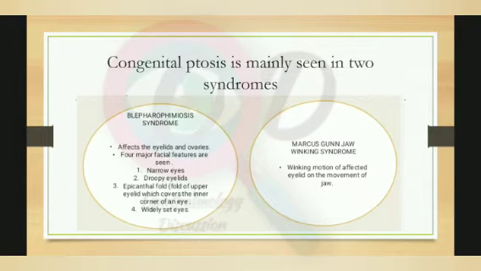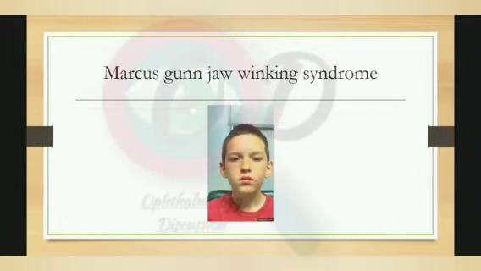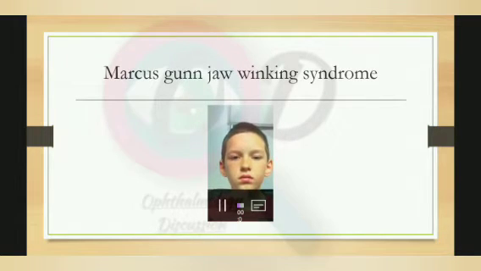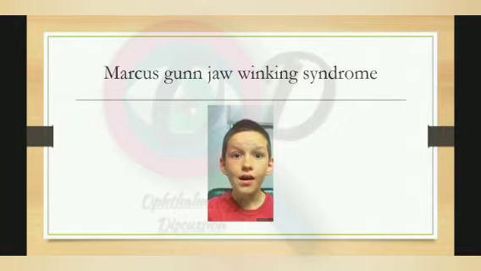Now, the Marcus-Gunn syndrome. The Marcus-Gunn winking syndrome is a winking motion of the affected eyelid on movement of the jaw. I will show you this. This means whenever the patient moves his jaw, the ptotic eye is seen moving. See this. It is moving and the ptotic eye is also affected. So this is Marcus-Gunn syndrome.